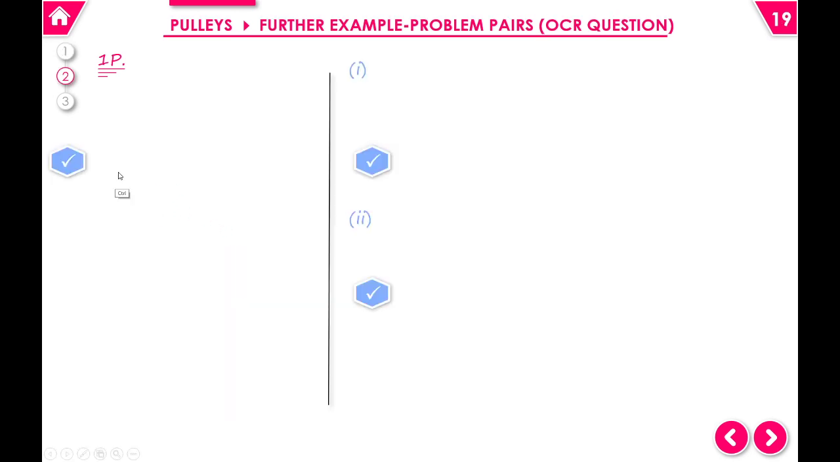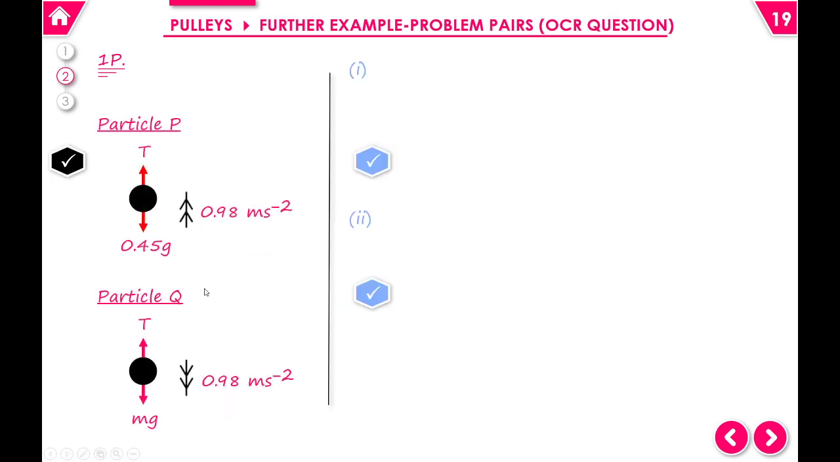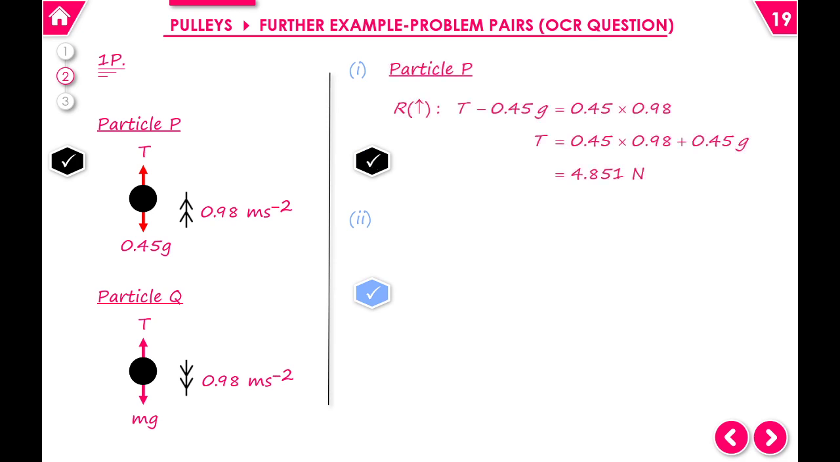So tension is pretty straightforward. Here are our diagrams. In fact, for this one we don't even need simultaneous equations, because if you look at the forces on particle P, the only unknown is T, and so we can simply resolve vertically on particle P, and we get T is 4.851.